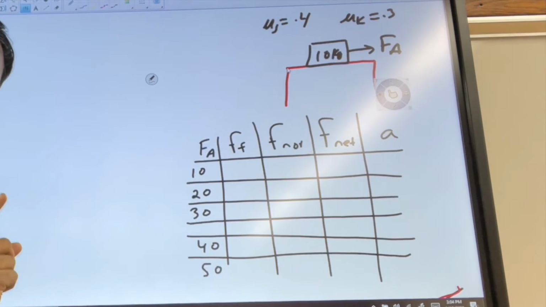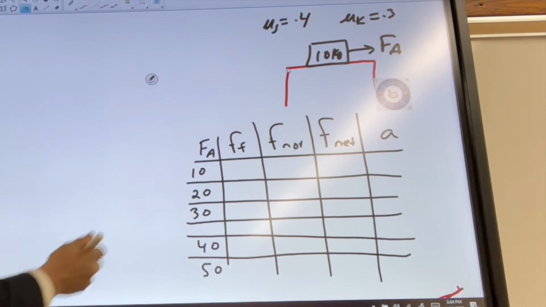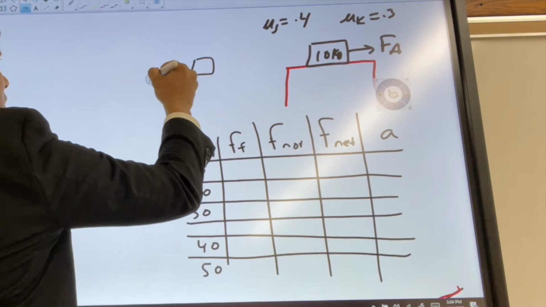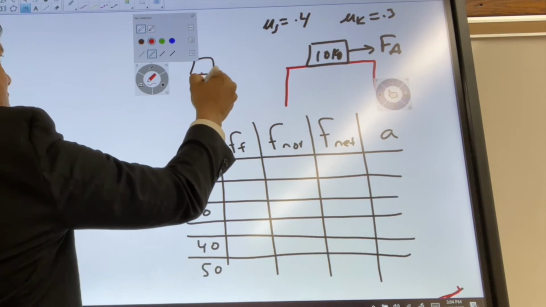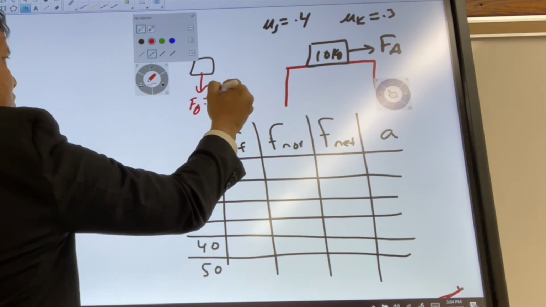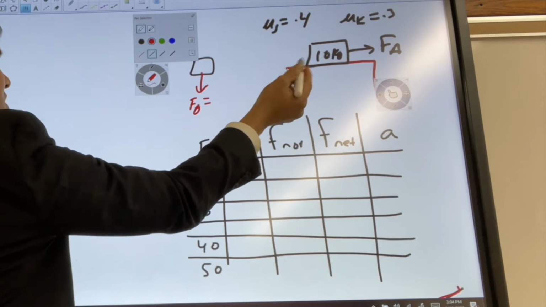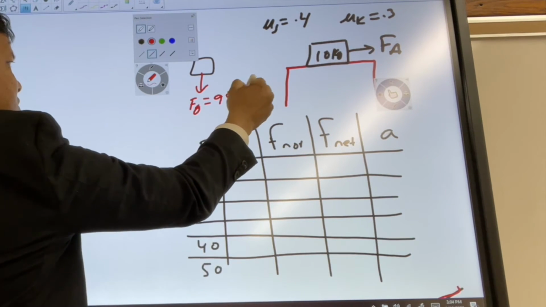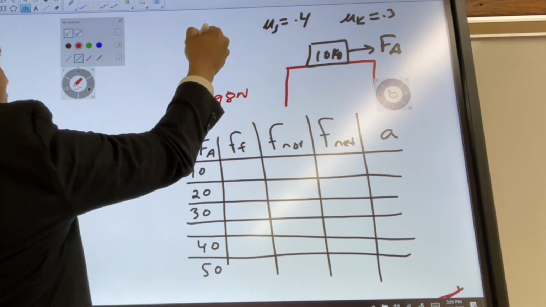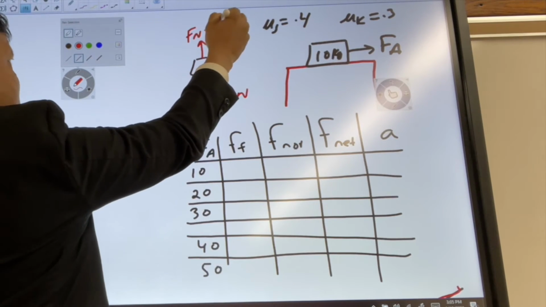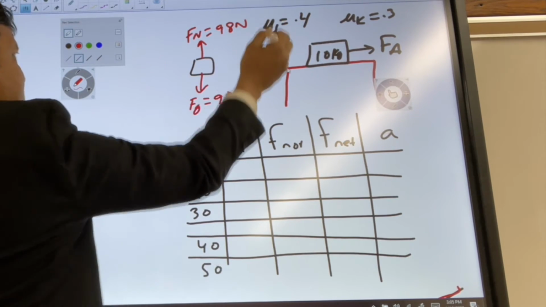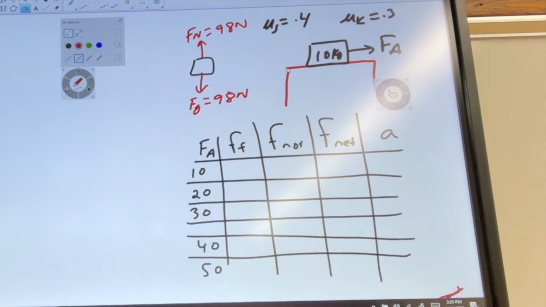So first find the free body diagram. In the free body diagram, you see what are the two forces acting on it? Fg is equal to mg. So m is 10 and g is 9.8, so 98 Newton. Normal force is equal in magnitude, opposite in direction, so it is going to be 98 Newton. The next important thing is we have to find the maximum friction possible.